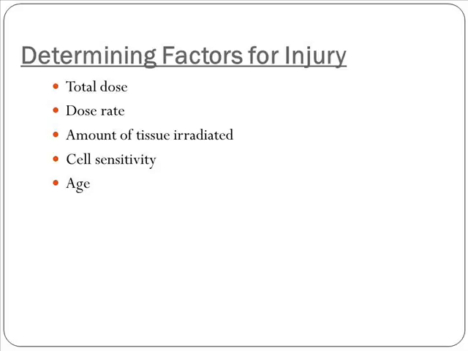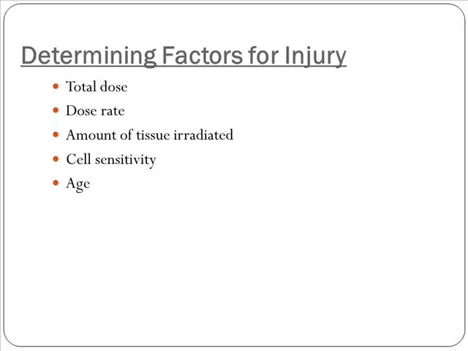Also, the amount of tissue being irradiated. If we're only irradiating a finger, we certainly will be able to recover from that. It's not going to cause death of our whole body if we're radiating just the finger. If we're radiating the entire body, then that is going to be more damaging. So the amount of tissue being irradiated certainly is a determining factor of the degree of injury.